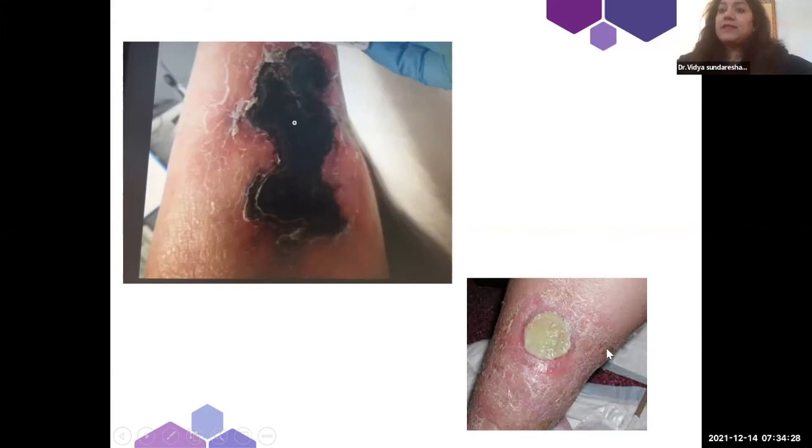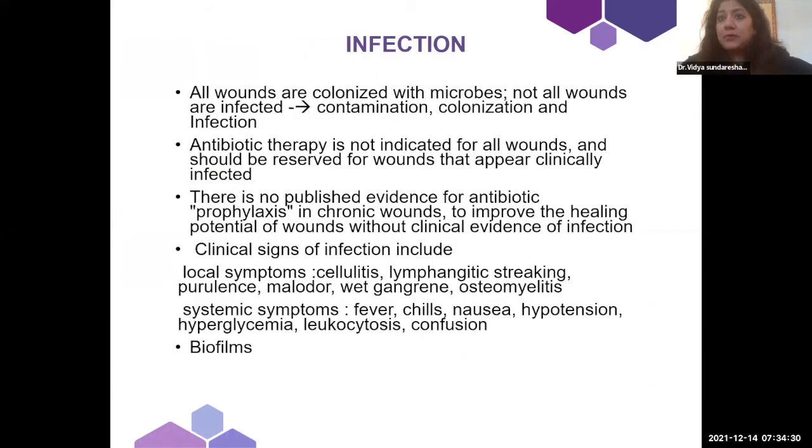Mechanical debridement and enzymatic debridement are very popular means of doing that. Okay, so infection is the next thing that I'm going to talk about. All wounds have some kind of microbes that colonize. Not all wounds are infected, so it's very useful to make that determination. I'll show you in the next slide what that paradigm looks like.